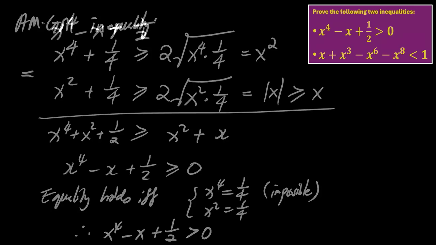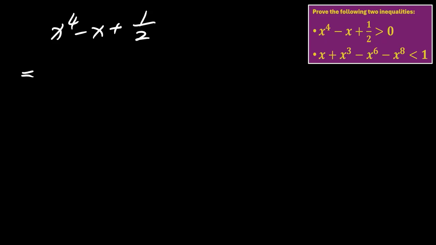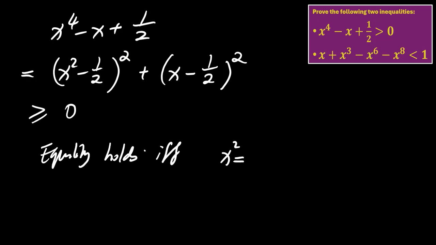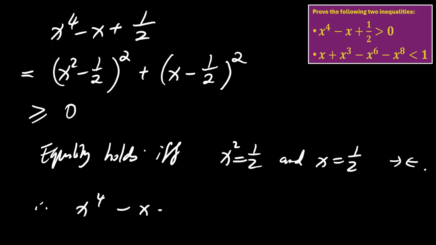We'll provide another way to look at this question. We can consider x squared minus 1 over 2, squared. This will give us x to the power 4 minus x squared plus 1 over 4. So we add another x minus 1 over 2, squared. So we see that x to the power 4 minus x plus half is exactly equal to the sum of the two squares, which means that this is greater than or equal to 0. Equality holds if and only if x squared equals half and x equals half. Again, this is impossible. And therefore, x to the power 4 minus x plus half is strictly greater than 0.